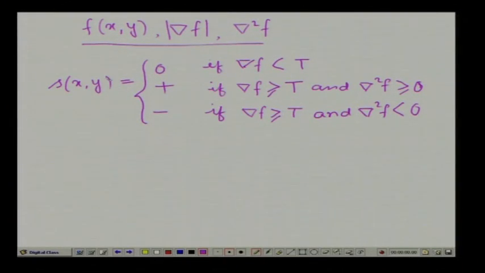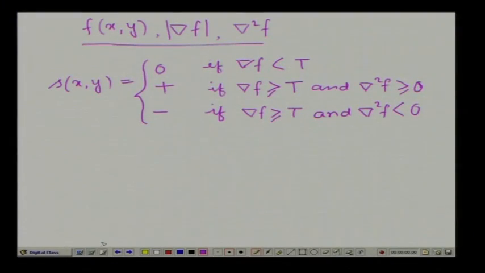And then we have to process this intermediate image S(x,y) to find out the object boundaries or the object regions. In this representation, if S(x,y) is equal to 0, that represents a point that does not belong to the boundary between object and background. If it is positive, then the pixel belongs to the object region. If it is negative, then the pixel belongs to the background region.